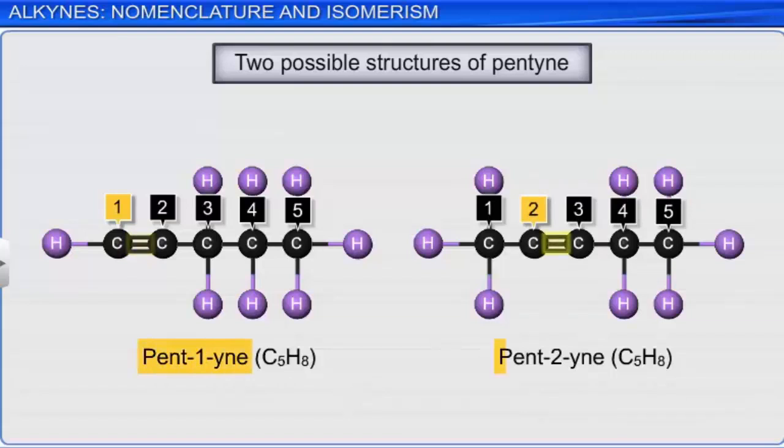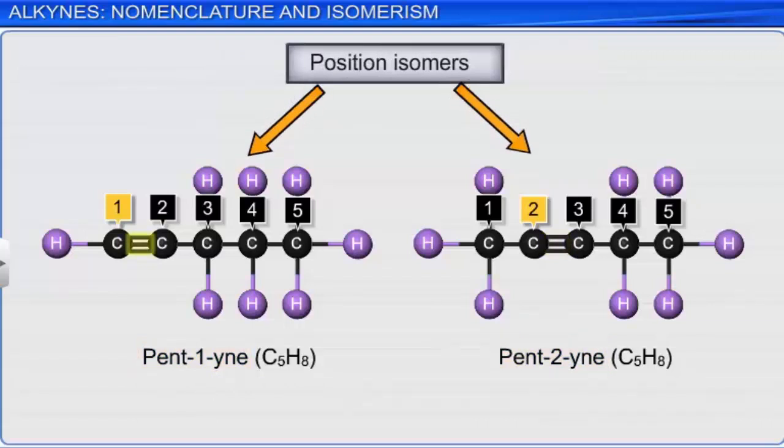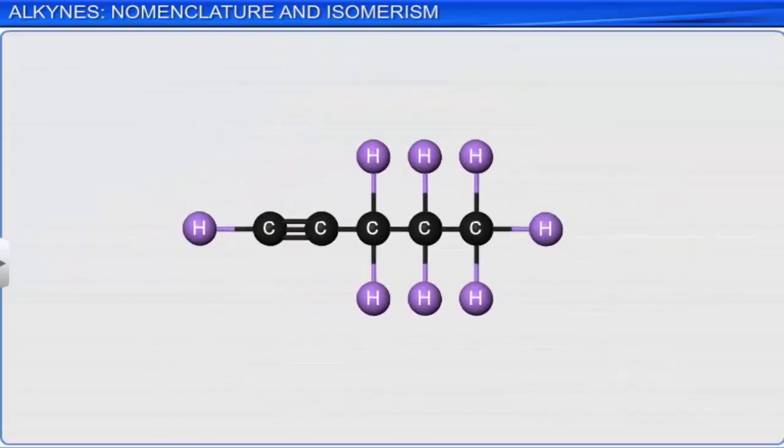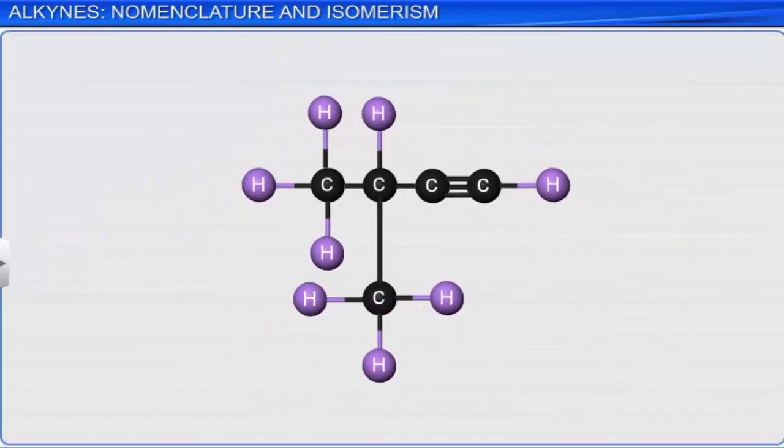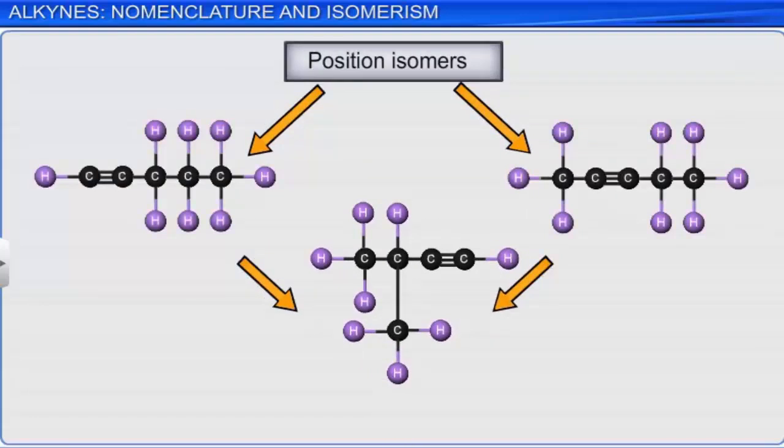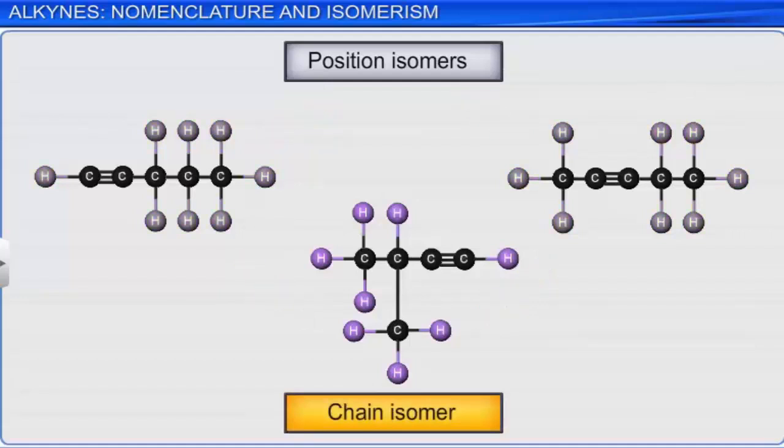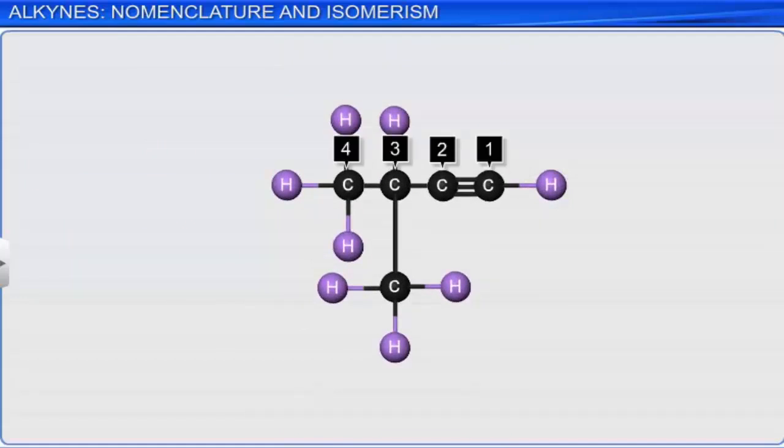When two compounds differ in their structures due to the position of their triple bond, they are known as position isomers. Let's see if we can arrange the atoms in a different way to get another different structure. You can see that we got a chain structure of the same compound. Such a structure is known as a chain isomer. In this structure, the position of the triple bond is 1. Therefore, the name of the isomer will be 3-methyl-bute-1-ine.